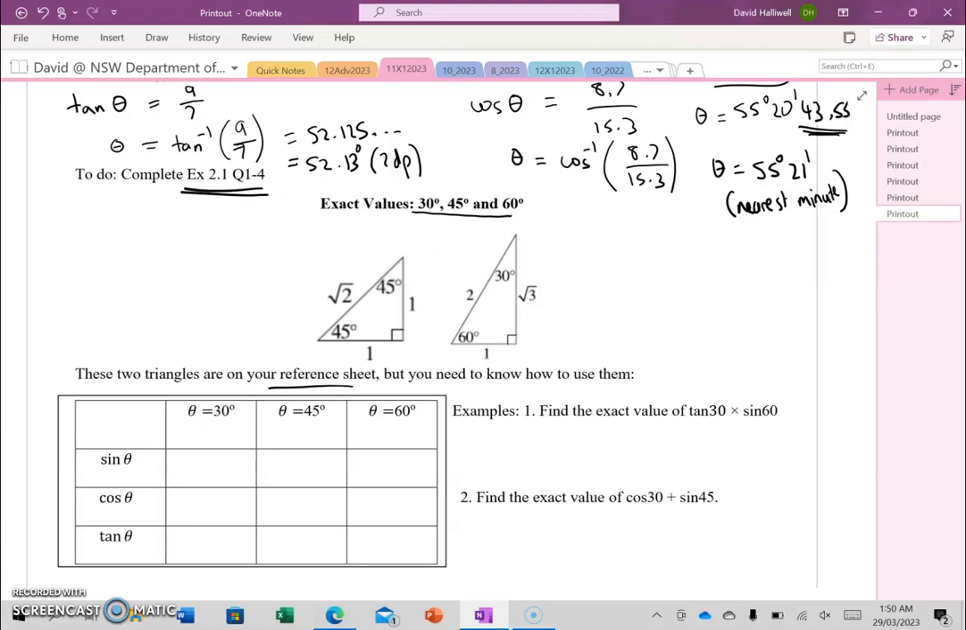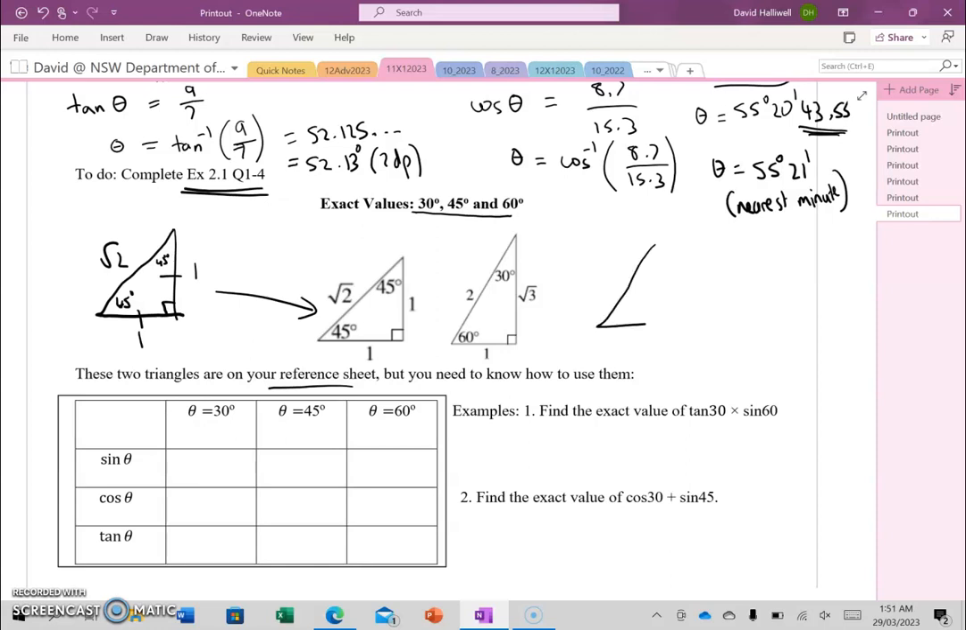Now these two triangles are on your reference sheet, so you can use them, but I want to just quickly explain where they come from. If you've got a right angle triangle that's isosceles, meaning that these two angles have to be equal, because angle sum of a triangle is 180, that's 90. These two are equal, so you've got 90 divided by 2, they have to be 45. And the most basic values I can have here is 1 for the two sides that are equal, and if you use the Pythagoras theorem you get root 2. That's where that first triangle comes from.